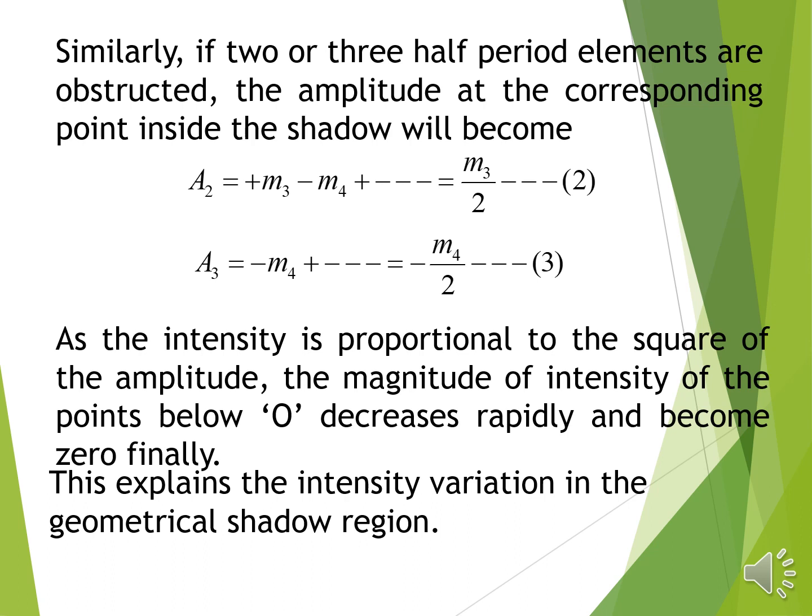As the intensity is proportional to the square of the amplitude, the intensity at points below O decreases rapidly and becomes 0 finally. The value goes on decreasing and at the end it becomes 0. This explains why the intensity falls continuously and later becomes 0, making a totally dark region below O after a distance.